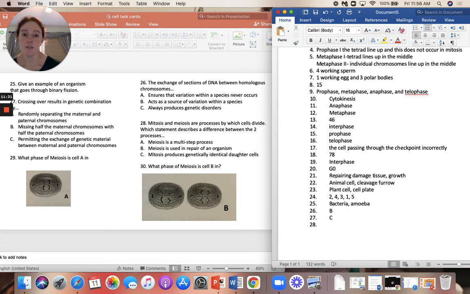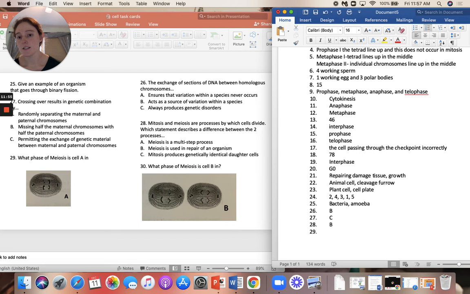28. Mitosis and meiosis are processes by which cells divide. Which statement describes a difference between the 2 processes? Meiosis is a multi-step process, which is true, but mitosis is as well. Meiosis is used in the repair of an organism. That's not true. Mitosis produces genetically identical daughter cells. That one is true. So we're going to go with B.